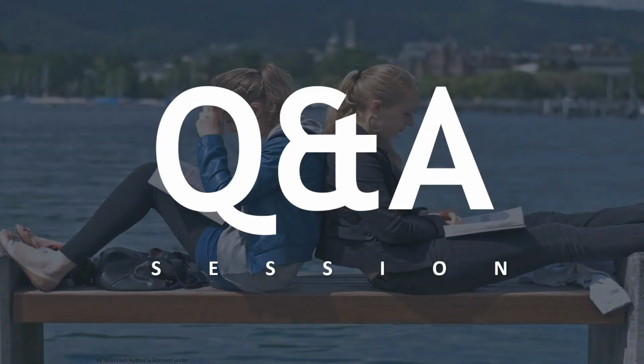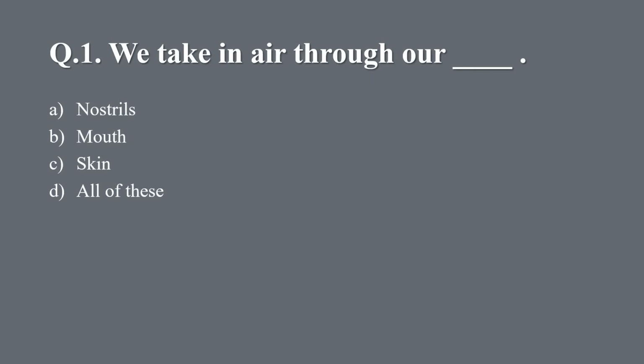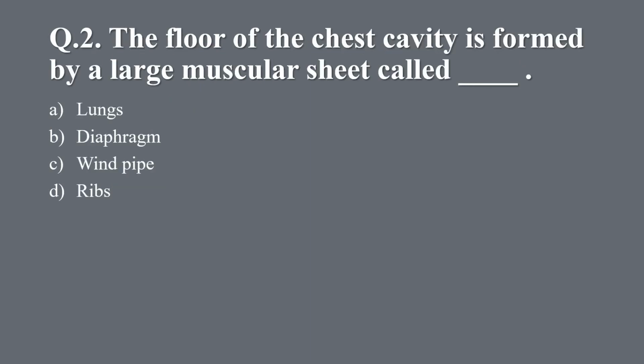Students, now let us revise what we have learned today. Question 1. We take in air through our dash. A. Nostrils, B. Mouth, C. Skin, D. All of these. And the right answer is A. Nostrils. Question 2. The floor of the chest cavity is formed by a large muscular sheath called dash. A. Lungs, B. Diaphragm, C. Windpipe, D. Ribs. And the right answer is B.